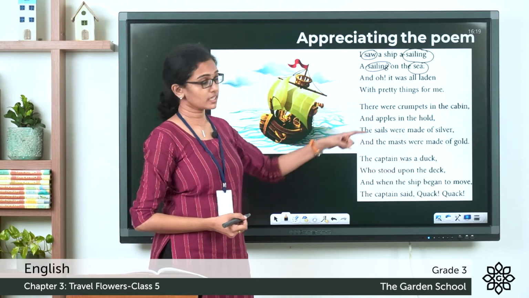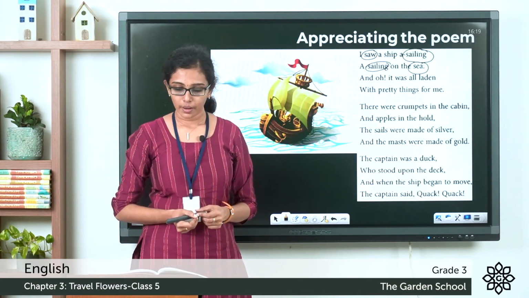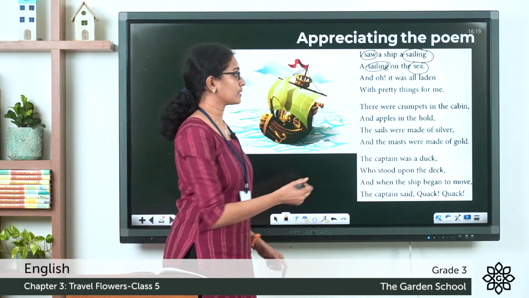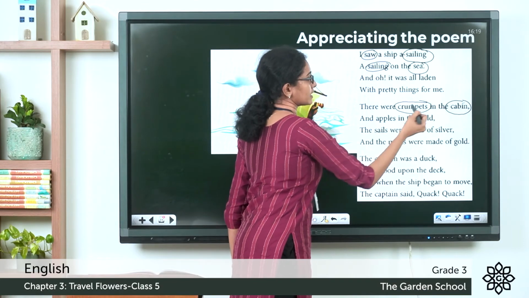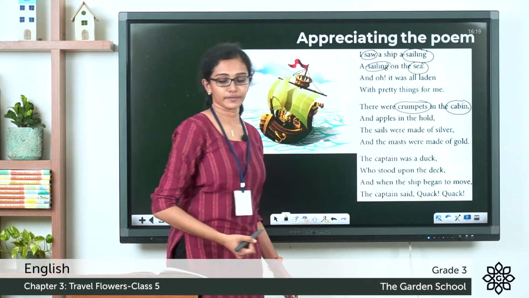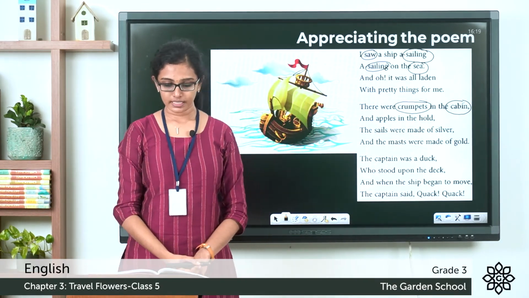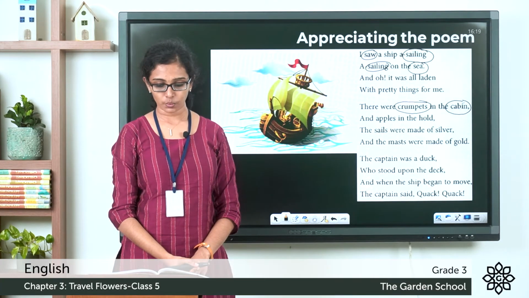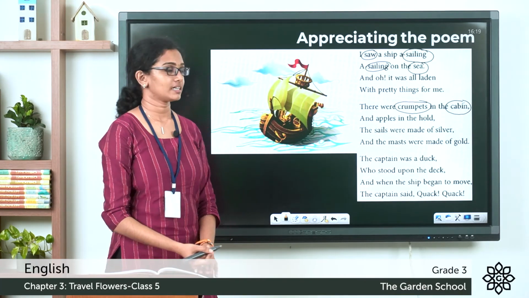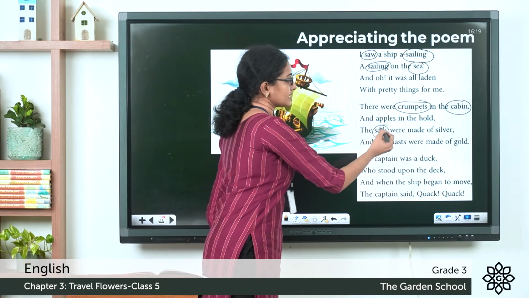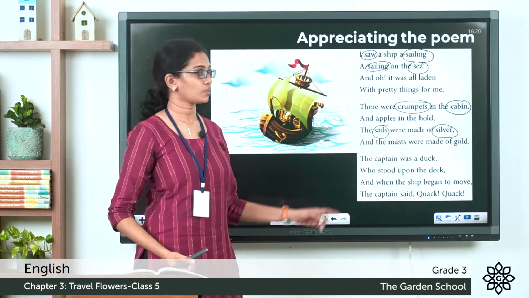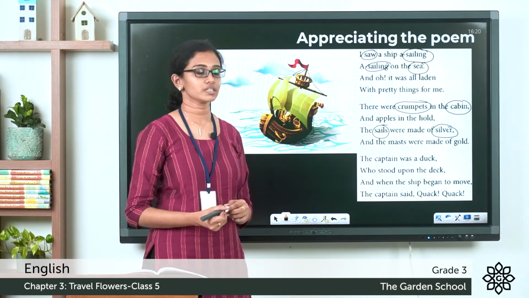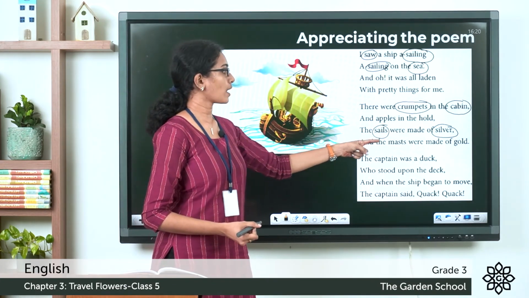Now, let's move on to the next stanza. There were crumpets in the cabin. So the words crumpets, cabin. And apples in the hold. The sails were made of silver. Sails, silver. Both these words start with the sound s. And the masts were made of gold.